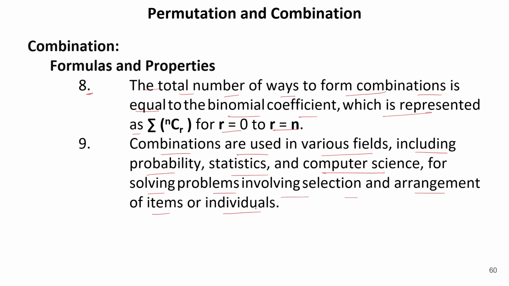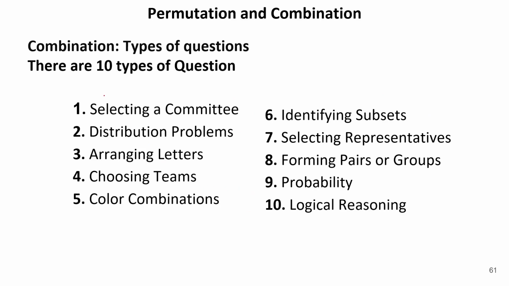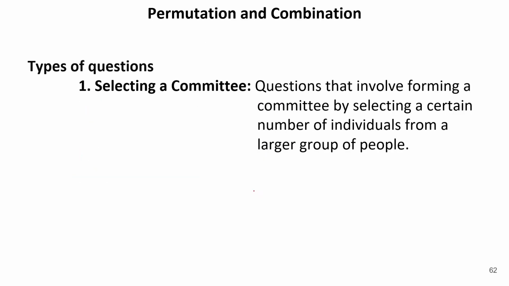Okay, so let's see the kinds of problems that are usually asked on combinations. The first one is selecting a committee, the second is distribution problems, the third is arranging letters, then choosing teams, color combinations, identifying subsets, selecting representatives, forming pairs or groups, probability and logical problems. Basically these are the 10 types of questions that are usually asked on the combination topic in various competitive exams.